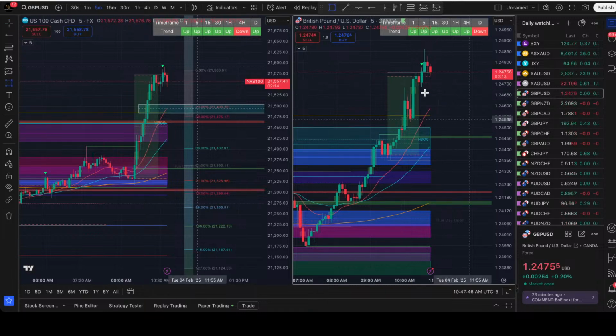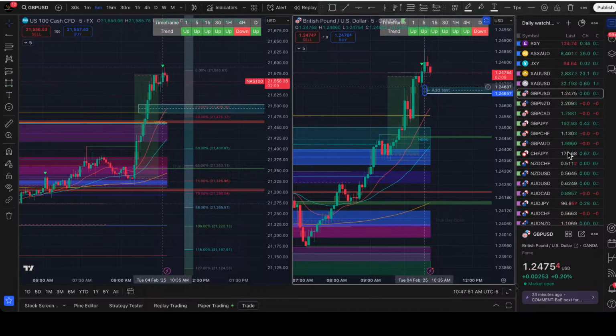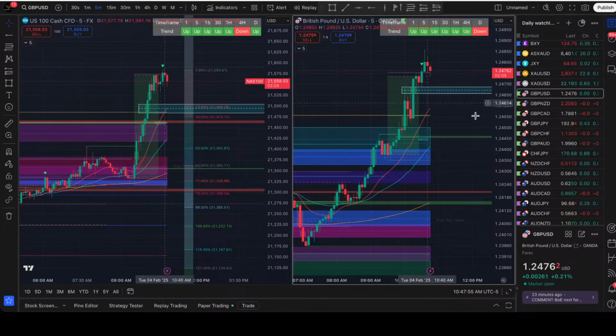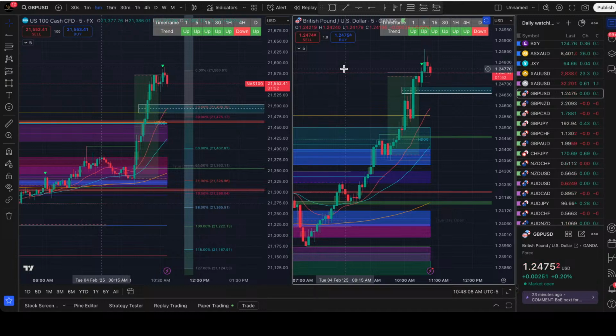So right now this is a fair value gap of interest. Let's see what the market does when it taps the 20. Let's see if it taps it in here. Again, this is GBP USD on the right, just to show you that the strategy works across Forex, commodities, indices, crypto, doesn't matter.